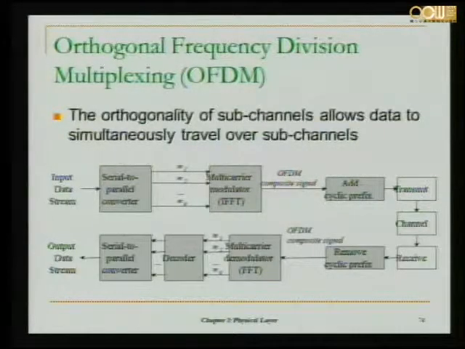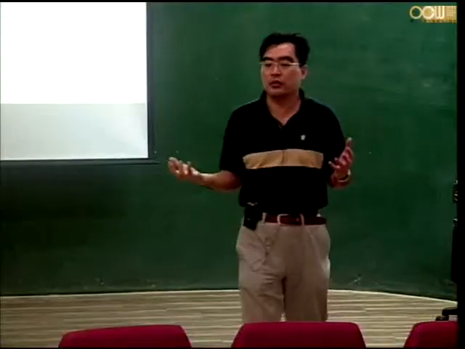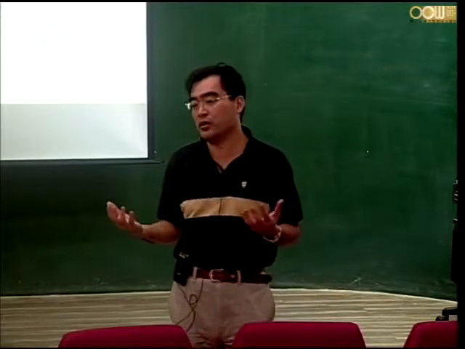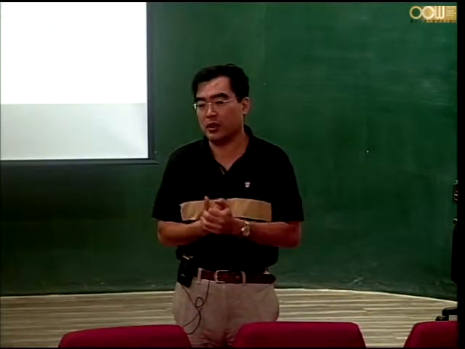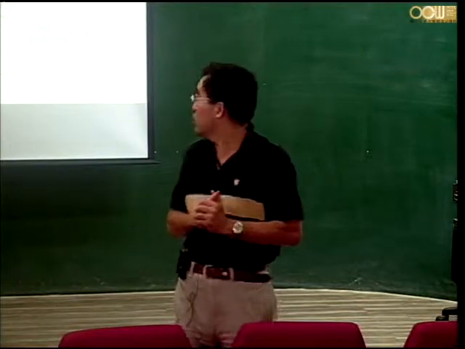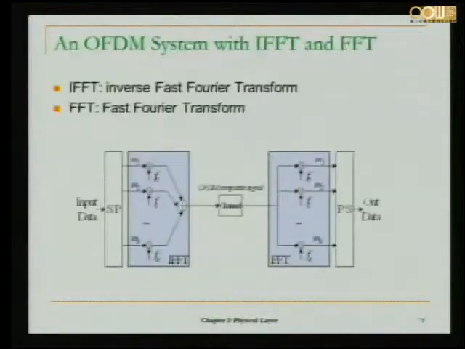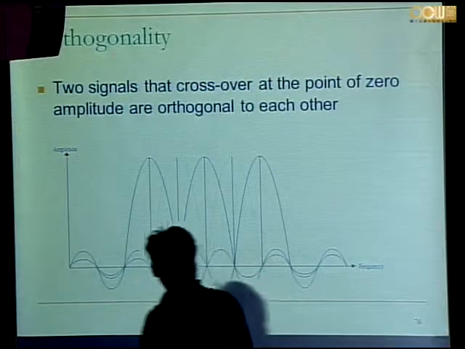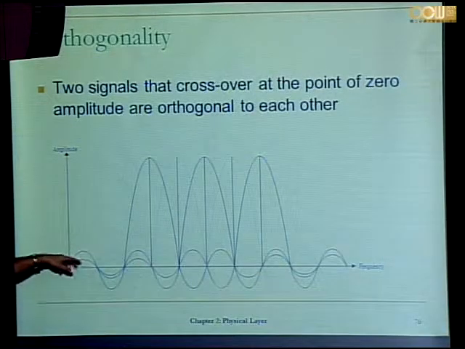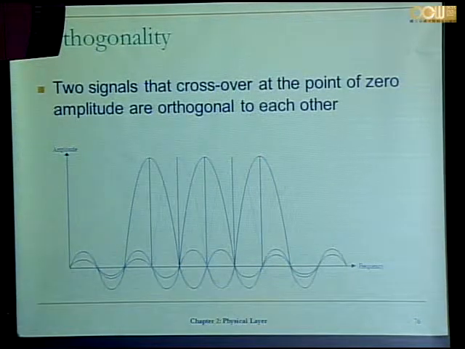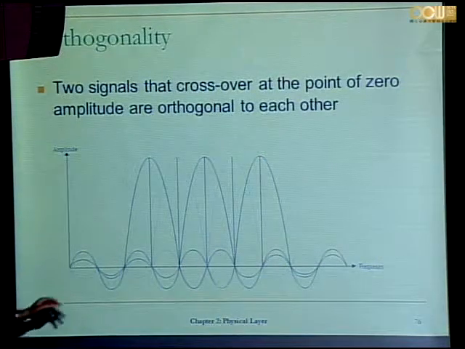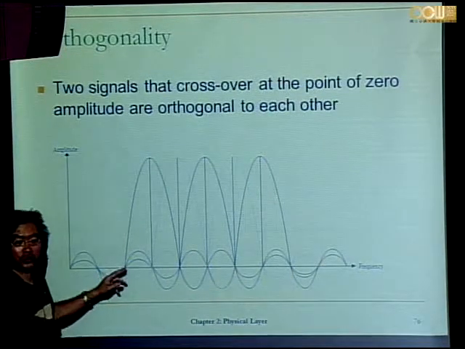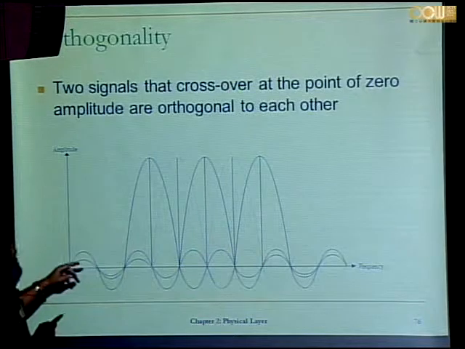And then again, what would you ask, what does it mean by two signals or two carriers being orthogonal to each other? Two carriers which are orthogonal to each other. And this is illustrated by this. See, I have different sine waves. And they are orthogonal to each other if what?